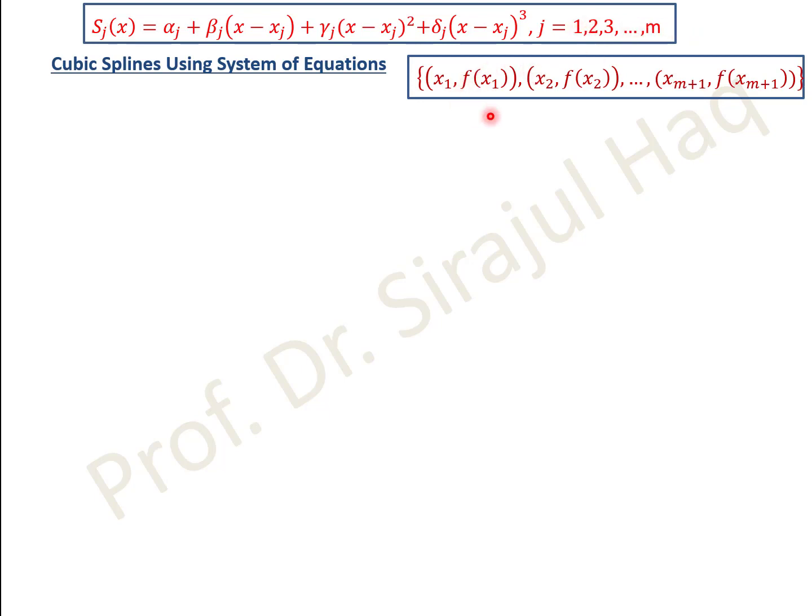So the spline between these 2 points will be S1. The next 2 points will be S2, and x of m plus 1, f of x of m plus 1, and x of m, f of x of m. The spline between these 2 points will be denoted by Sm. So this is the spline we are constructing. So let's see later how we are dealing with MATLAB.